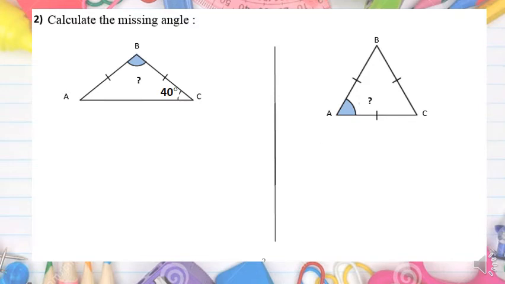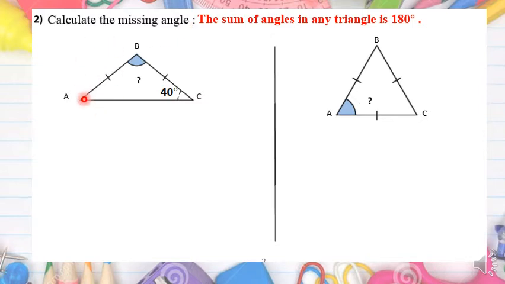Okay, let's start with exercise number 2. We want also to calculate the missing angle. Keep it in your mind, to calculate the missing angle, I have to use the property that the sum of angles in any triangle is equal to 180 degrees. Let's start with the first one.